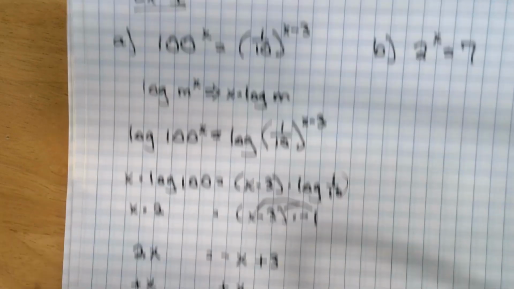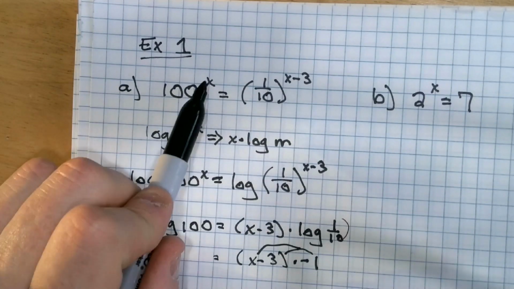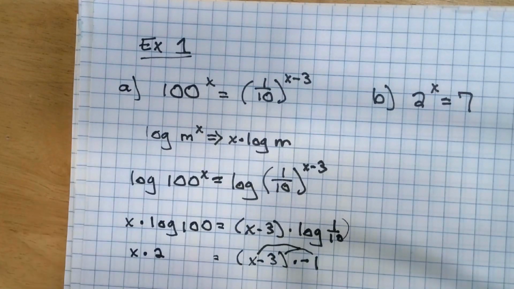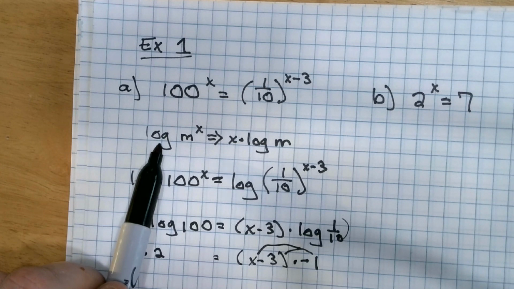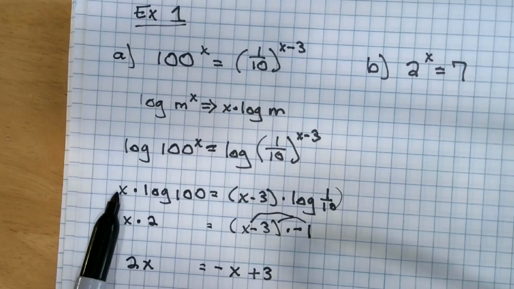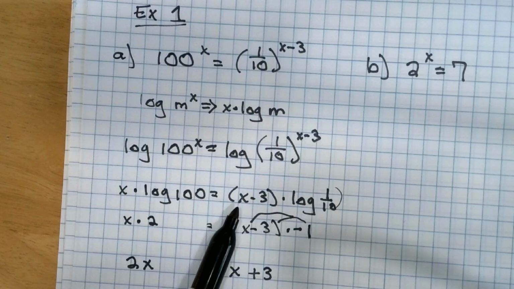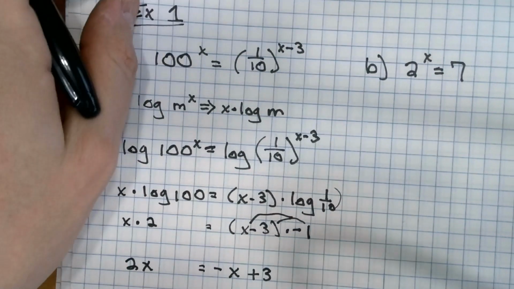So just to recap what we did, anytime you have variables in the exponents, take the logarithm of both sides, which is what I did here. Then you can apply this rule to bring the exponents out front of both logarithms, and then from there you can just use your algebra to solve.